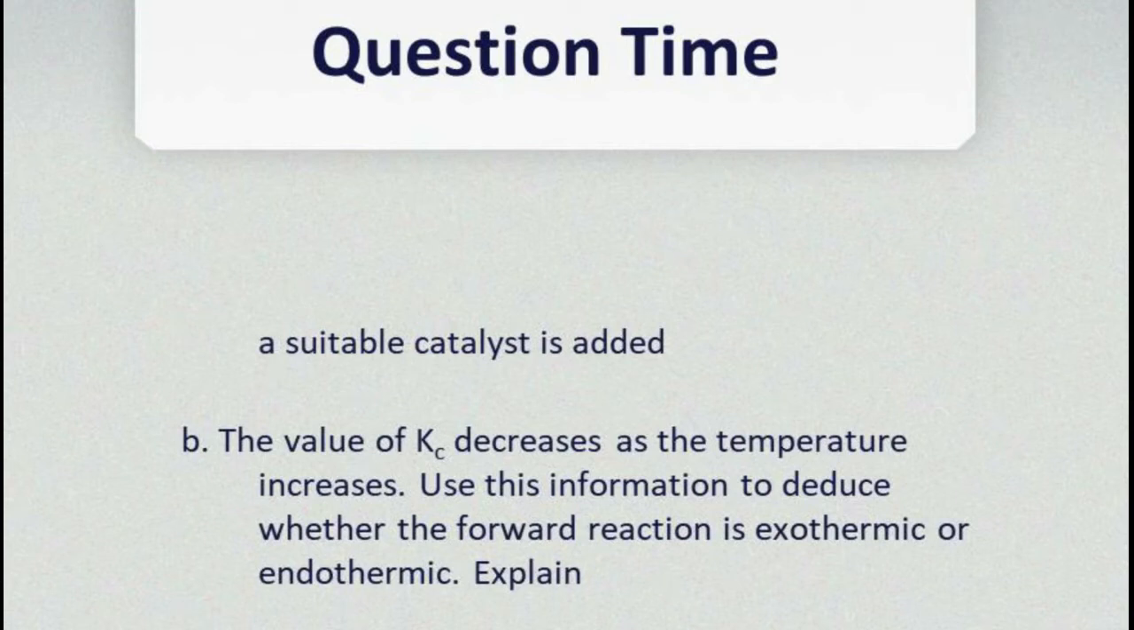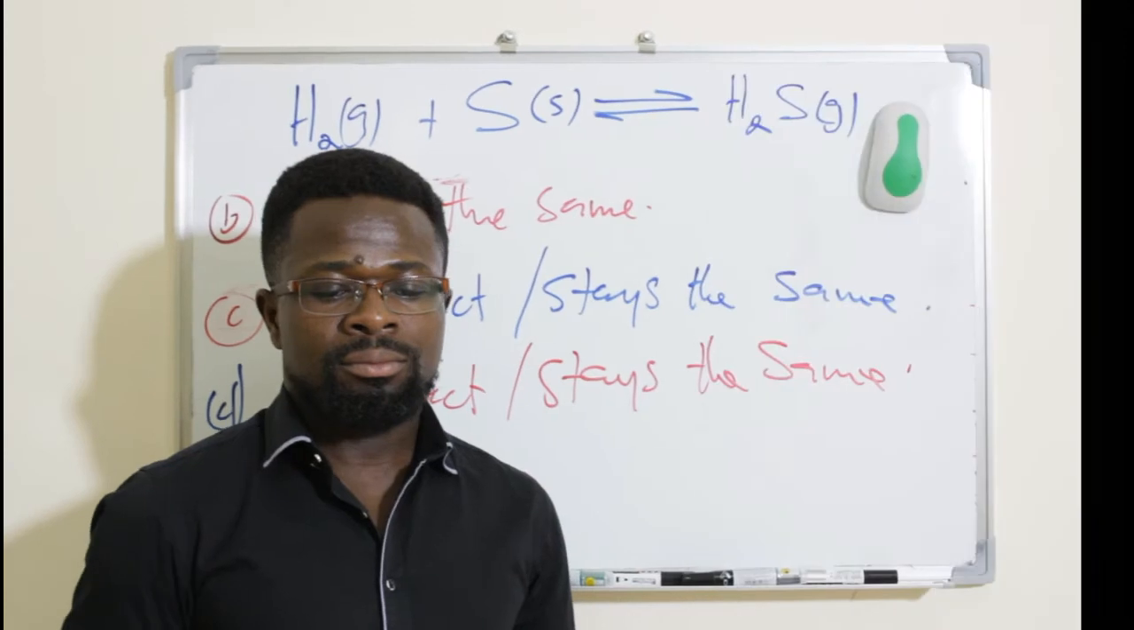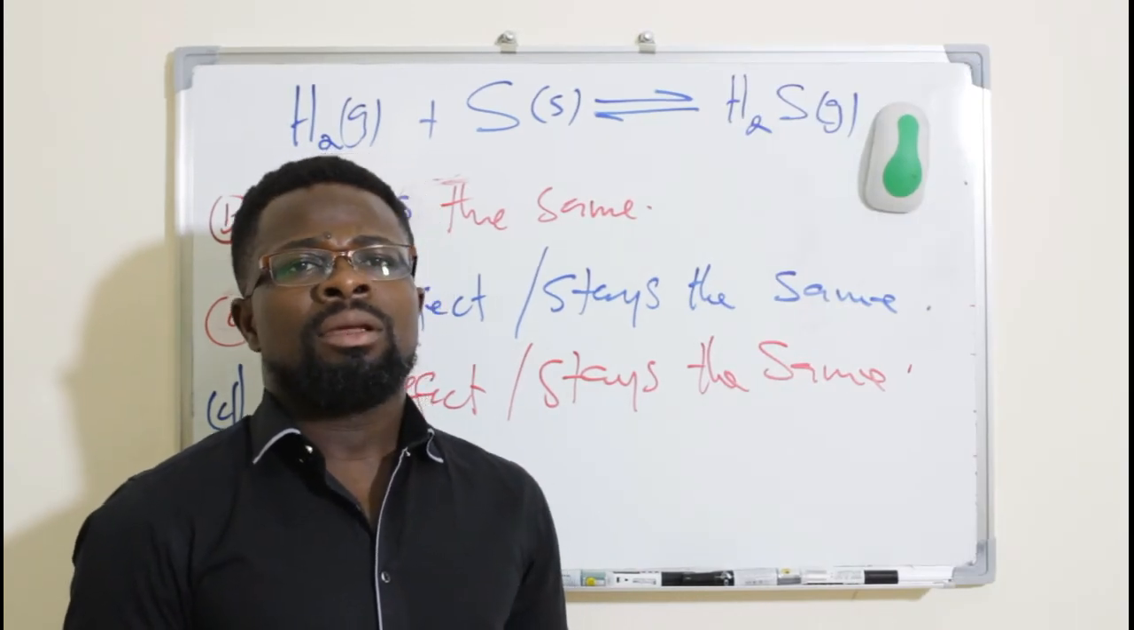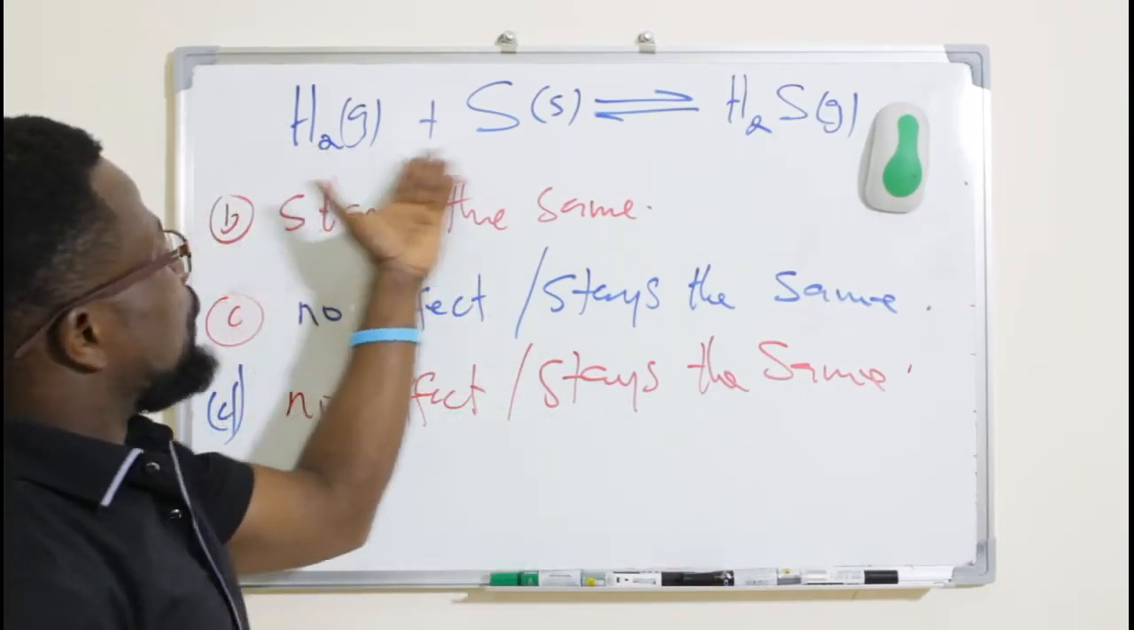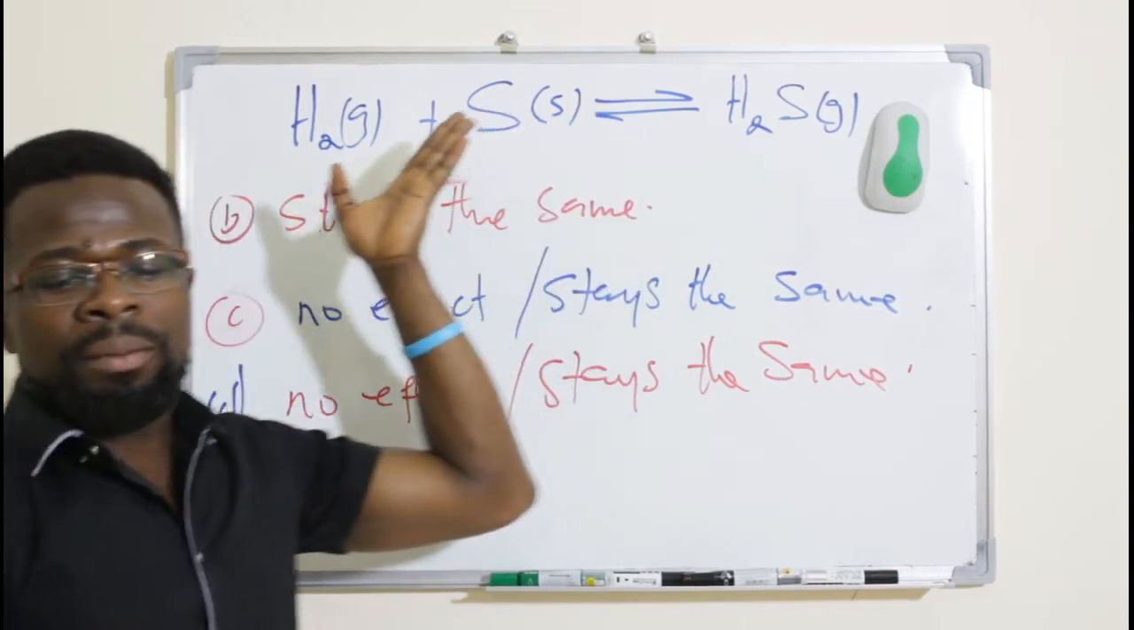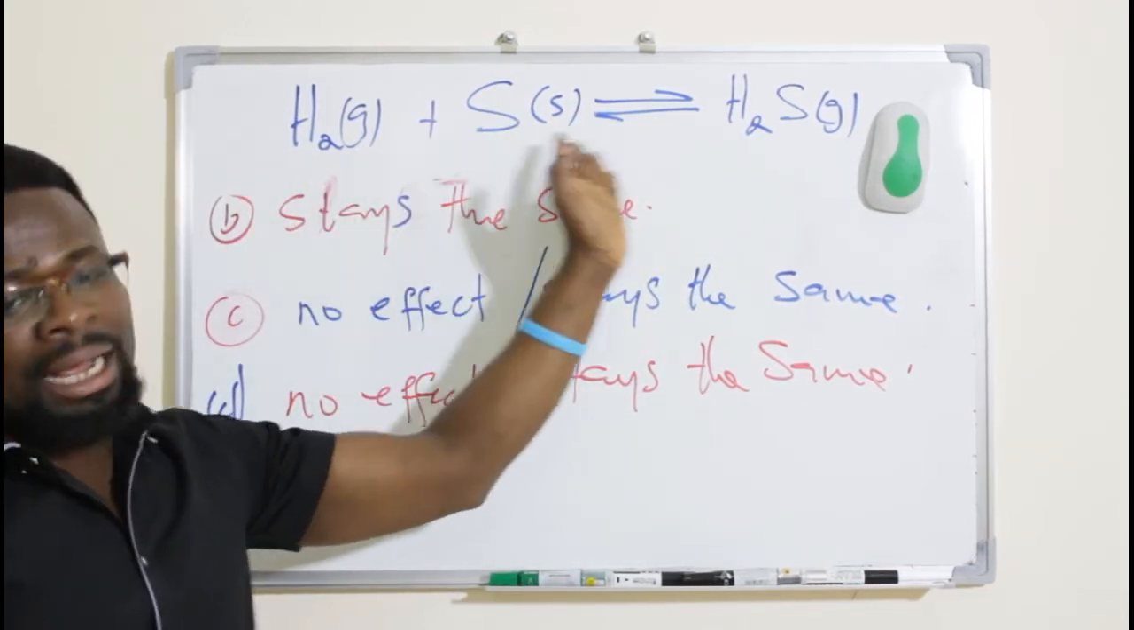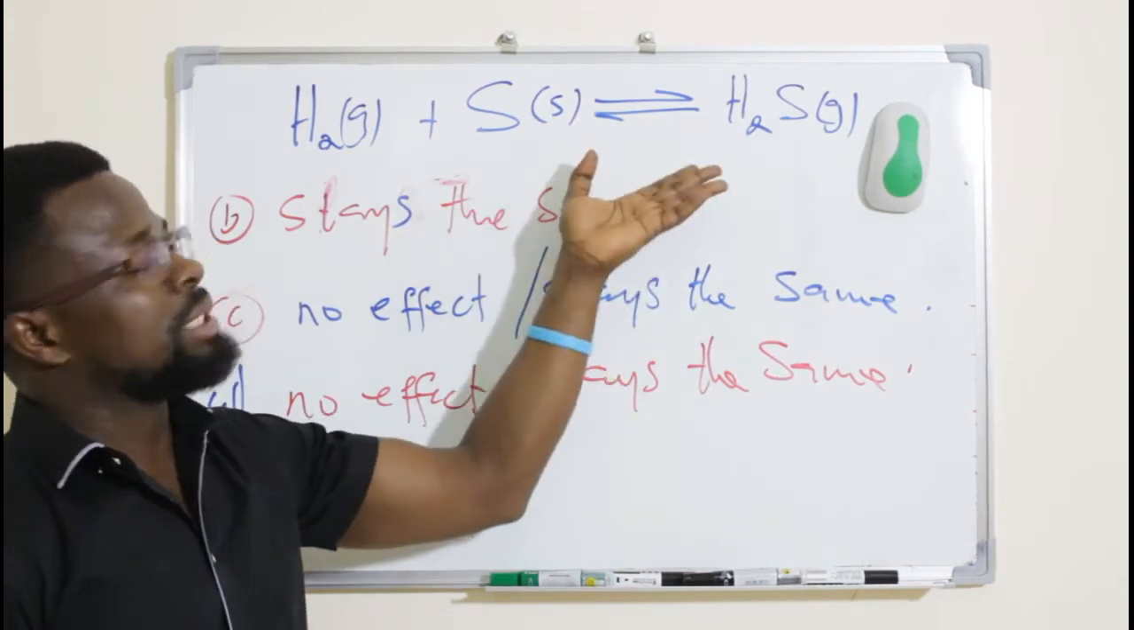E is saying the value of the Kc decreases as the temperature increases. Use this information to deduce whether the forward reaction is exothermic or endothermic. Explain. Right. If you look at the reaction that we are given, we can see from here that the forward reaction here is exothermic.